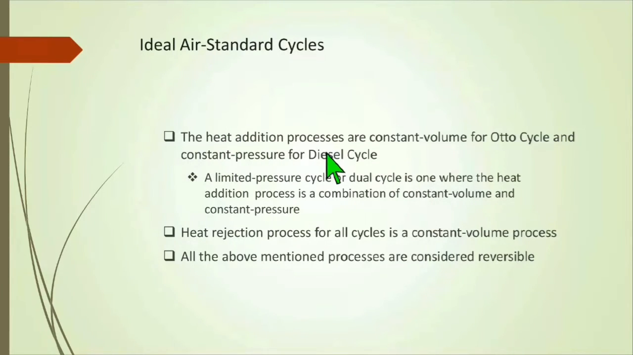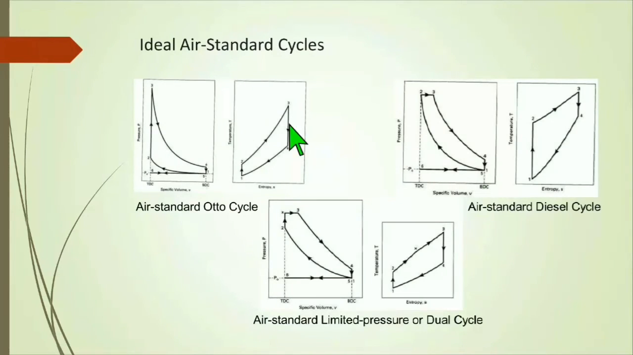The heat addition processes are constant volume for Otto cycle and constant pressure for diesel cycle. A limited pressure cycle or dual cycle is one where the heat addition process is a combination of constant volume and constant pressure. Heat rejection process for all cycles is a constant volume process. All the above mentioned processes are considered reversible. Here are 3 different cycles. First one is air standard Otto cycle, this one air standard diesel cycle, and this one air standard limited pressure or dual cycle.